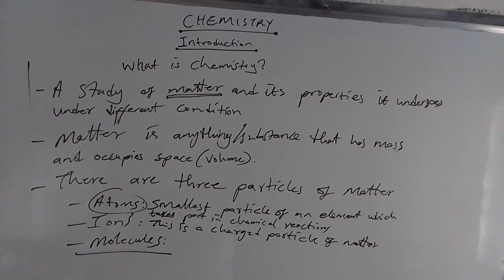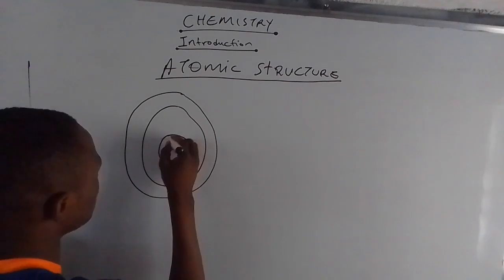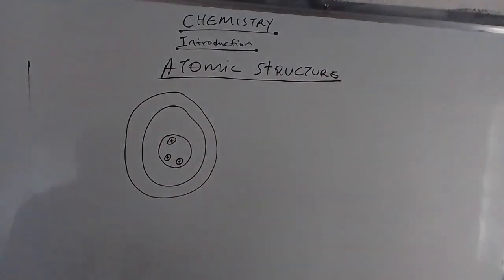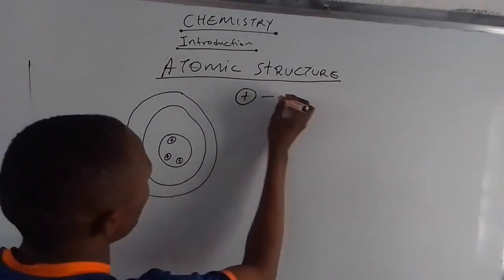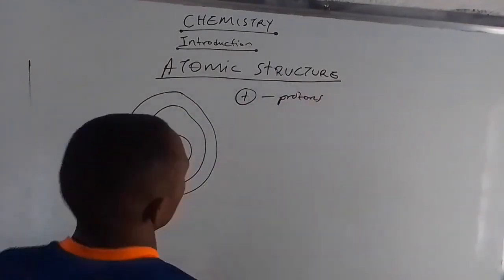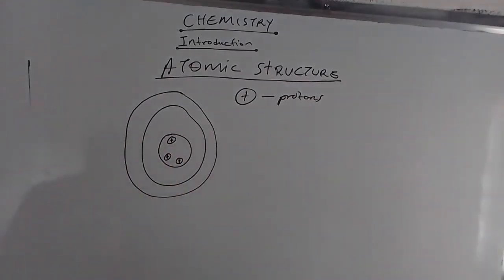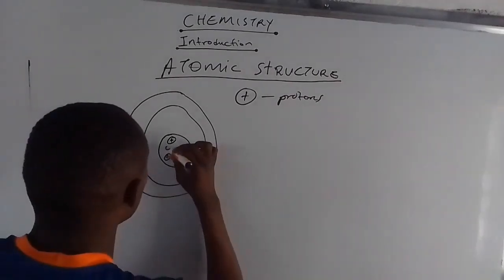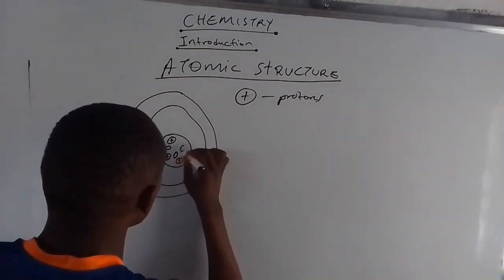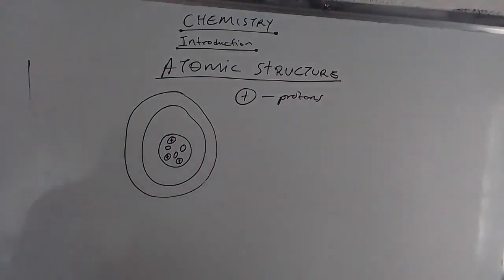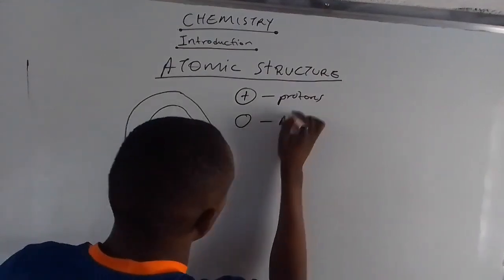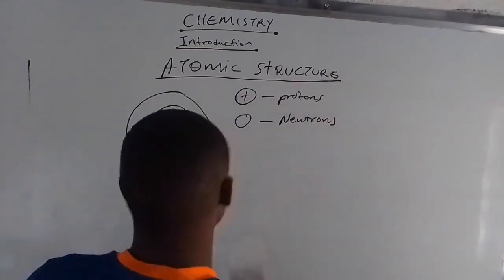On the board, it is the structure of an atom. We have positively charged particles. These positively charged particles are found in the nucleus of an atom. They are known as the protons. Then, apart from finding protons in the nucleus, we also have other particles which are not charged, which means those particles are neutral. From the word neutral, they are known as the neutrons.